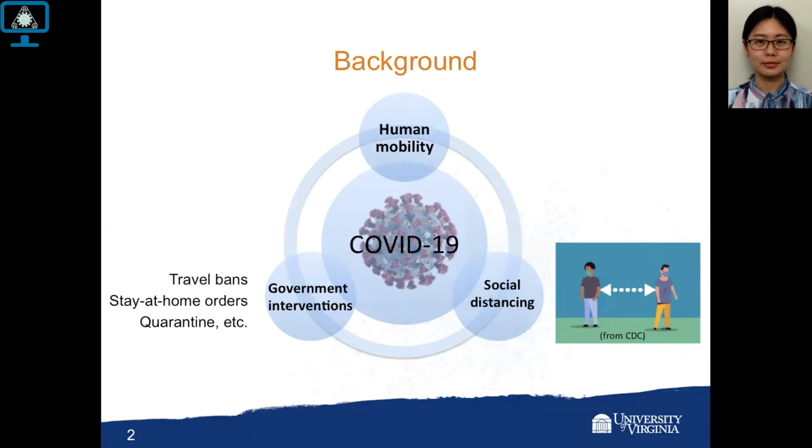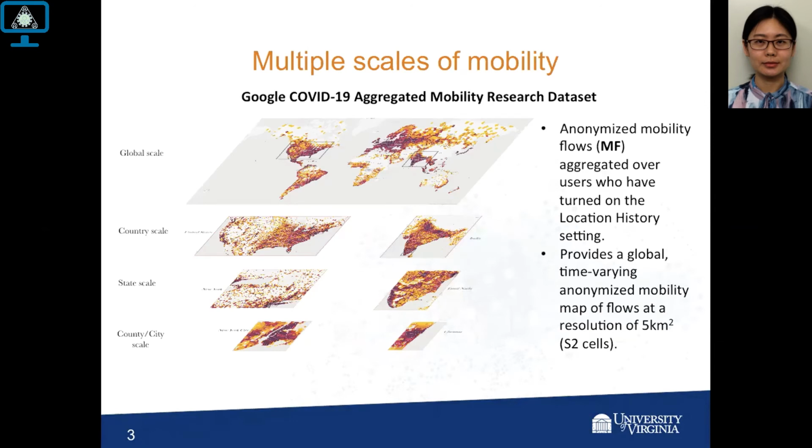So here, our work is to quantify the impact of interventions to curtail mobility and social interactions in order to control the pandemic. We conduct the analysis using the Google COVID-19 aggregated mobility research dataset. This dataset is anonymized mobility flows aggregated over users who have turned on the location history setting. And it provides a global time-varying anonymized mobility map of flows at a resolution of S2 cells. Here, the dataset is at weekly resolution.